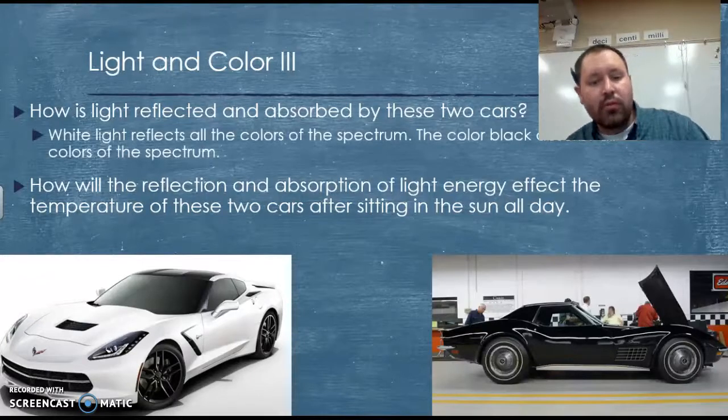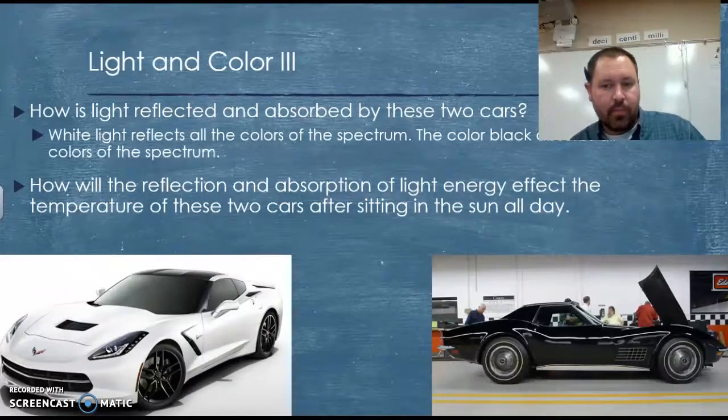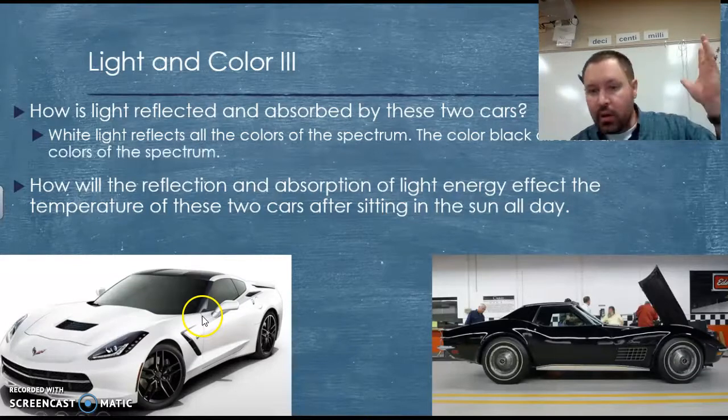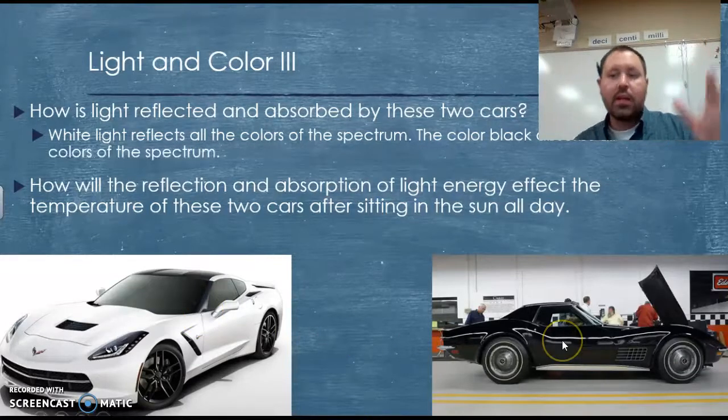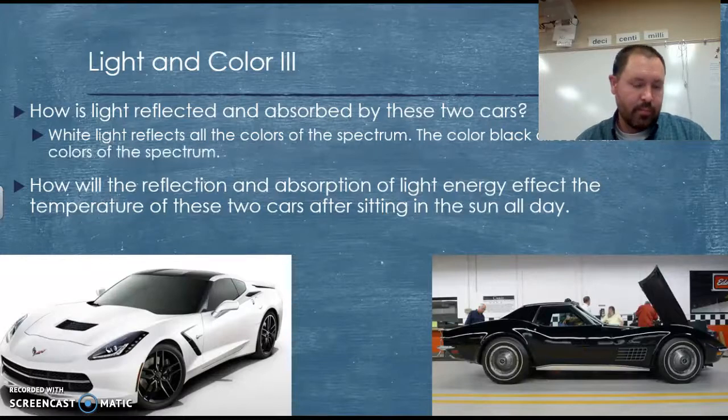So it says white light reflects all the colors of the spectrum. The color black absorbs all the colors of the spectrum. So my white Corvette is reflecting all the light from the spectrum. The black Corvette is absorbing all the light from the spectrum. So that's how these two would be kind of different.